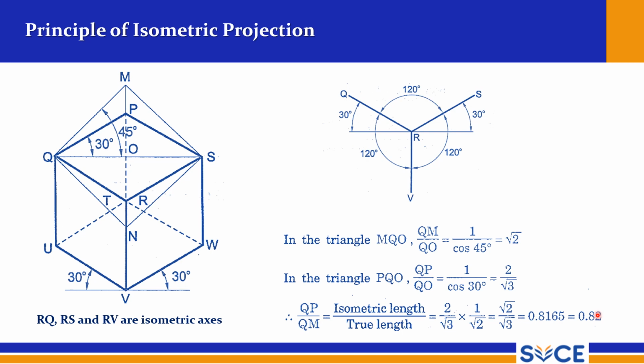In case the question is given like this, draw the isometric view, then in this case there is no need to convert with the 0.82. So to explain the isometric concept, I have given this.